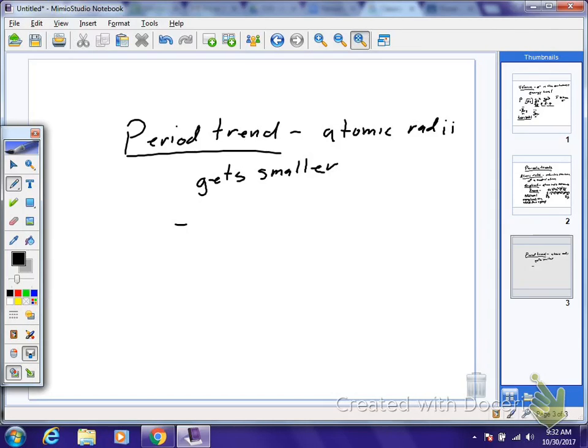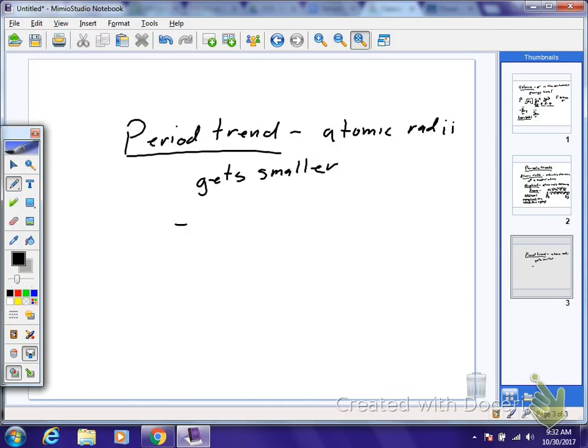What do we know about electrons? They'd like to repel. So common sense says they should get bigger, right? Because they repel. But what else are you doing going across? What else is being added? Not only electrons, but what? Protons, right? You're adding an additional proton each time.